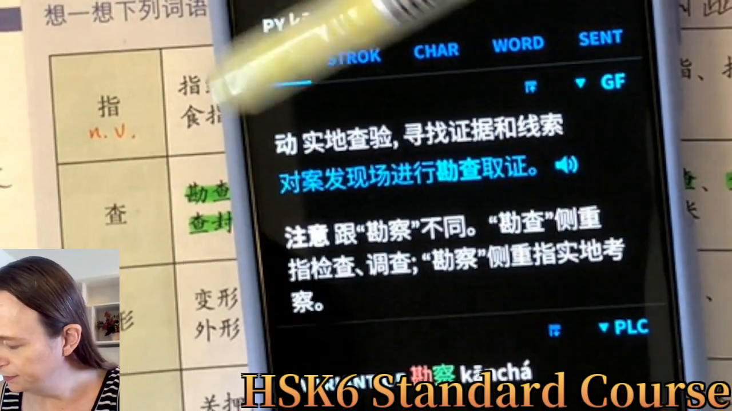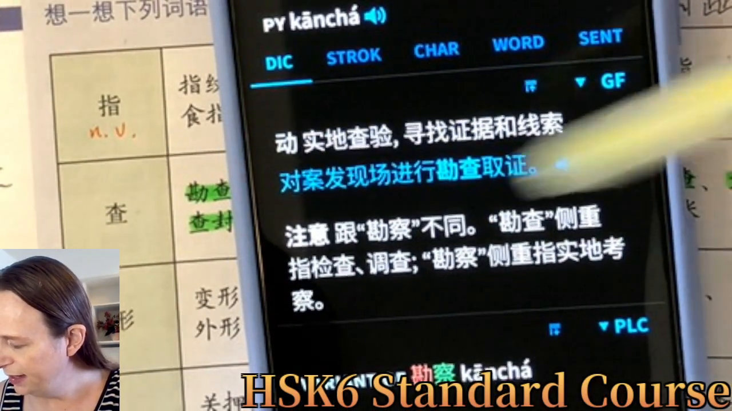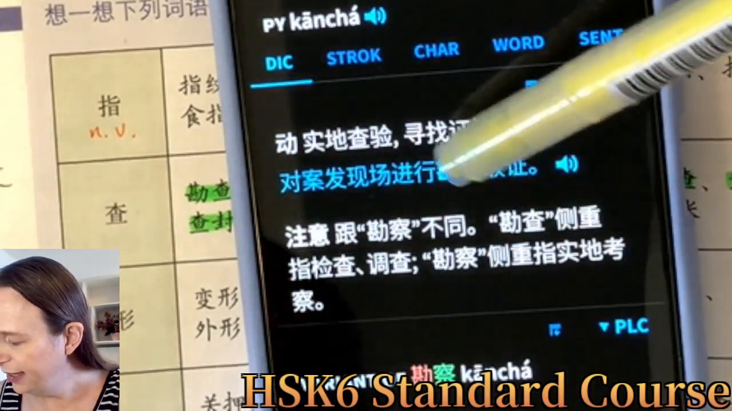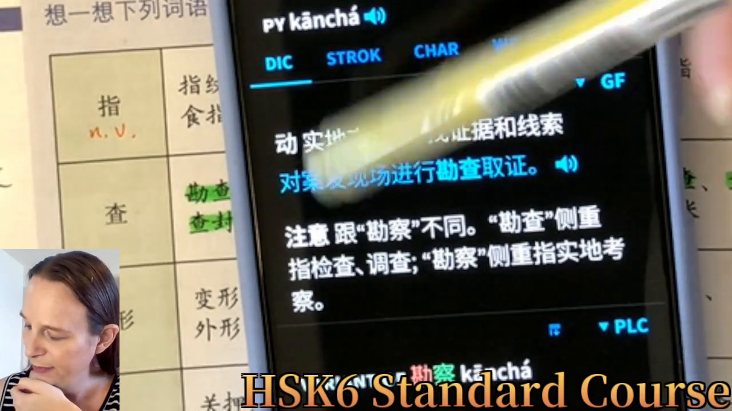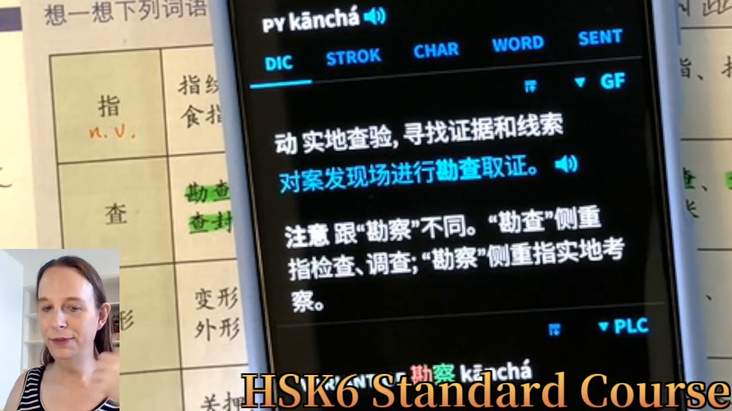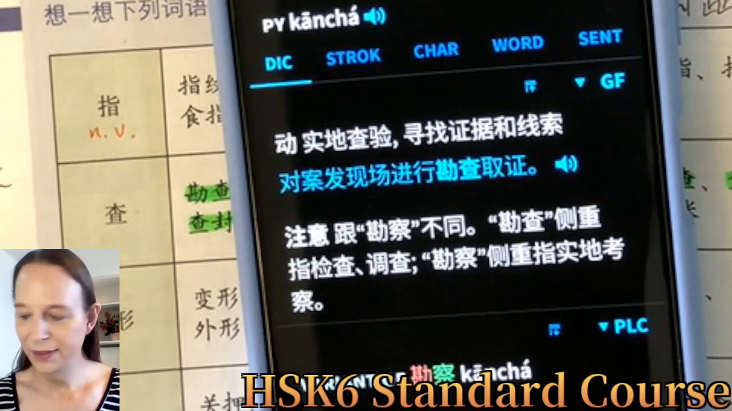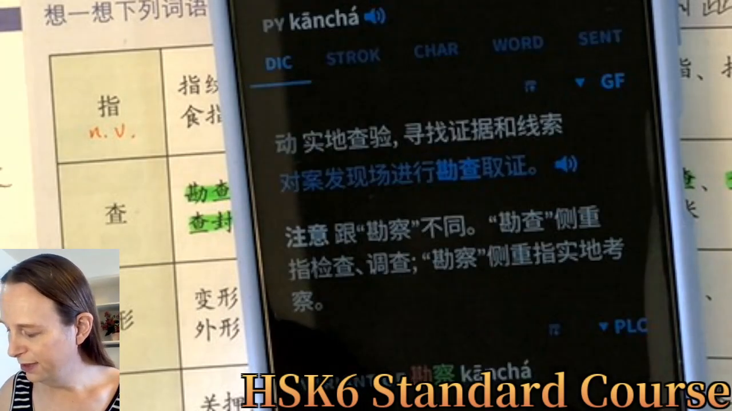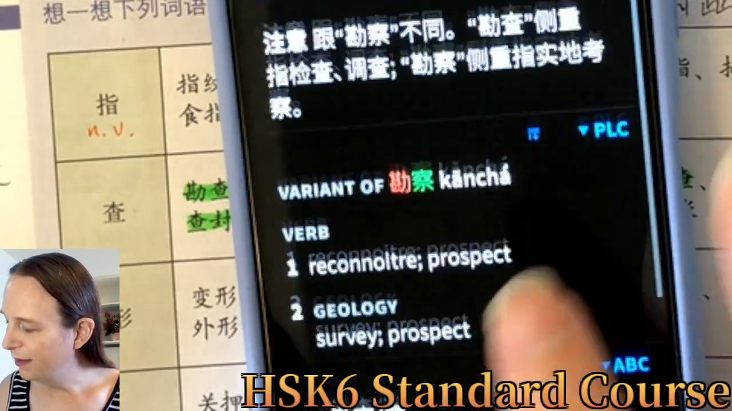勘察. 对案发现场进行勘察取证. So 勘察 is searching for evidence and traces. 线索 is clues. I think it's only used for detectives and that sort of thing. So 勘察 is only used for this sort of thing. Prospecting seems different. But this is this version.